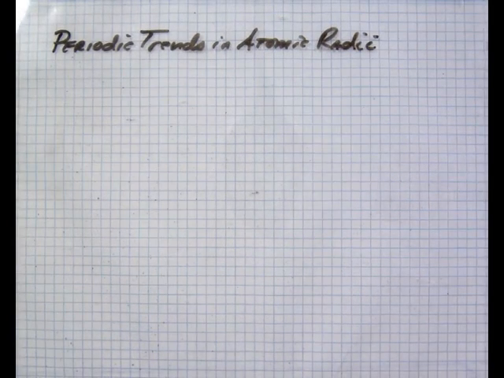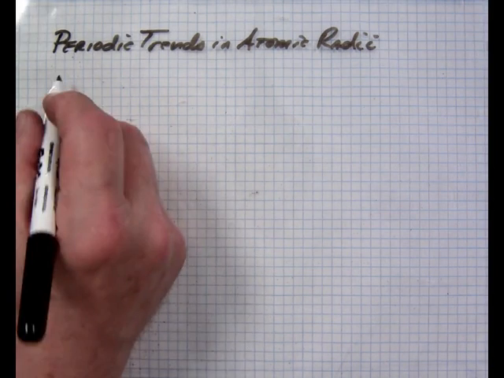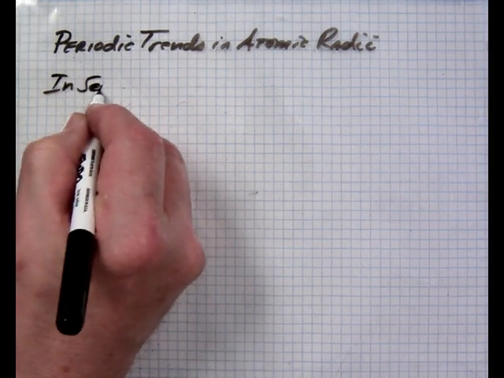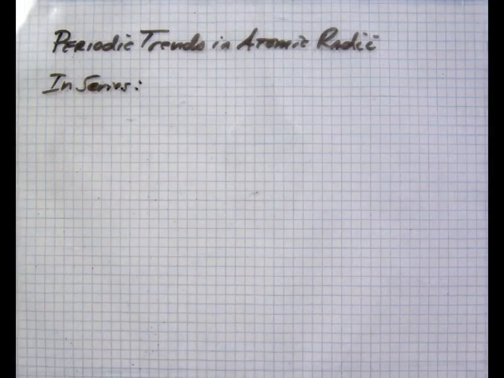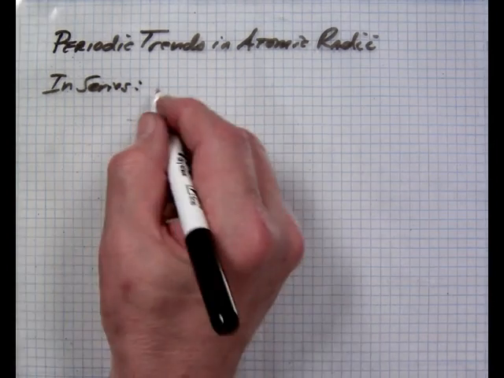And ionic radii at the same time. If we go in series, the atomic radius decreases with increasing atomic number.